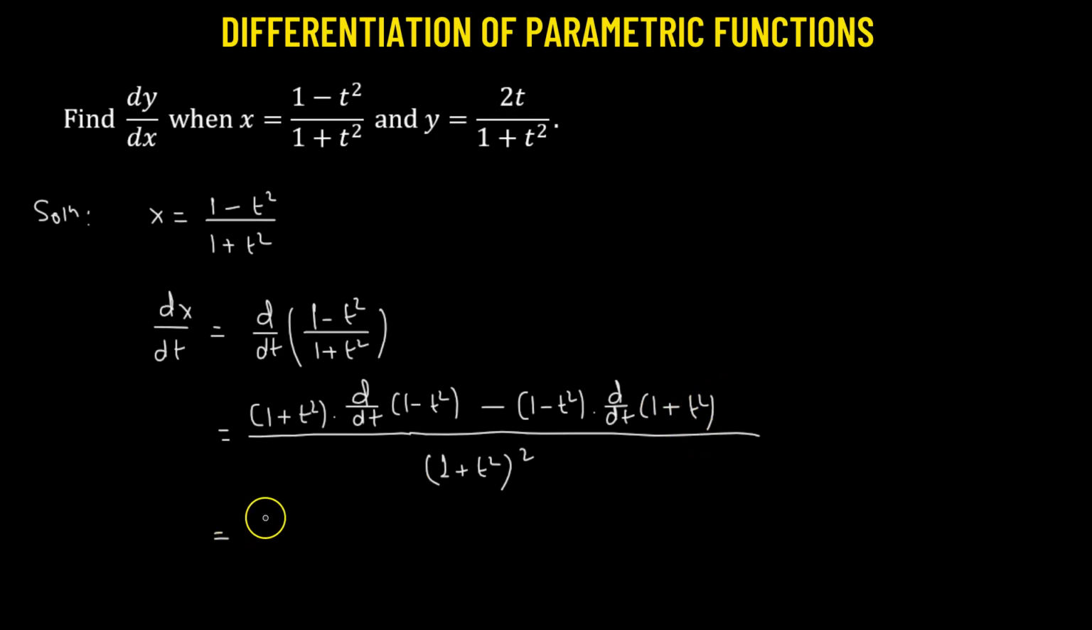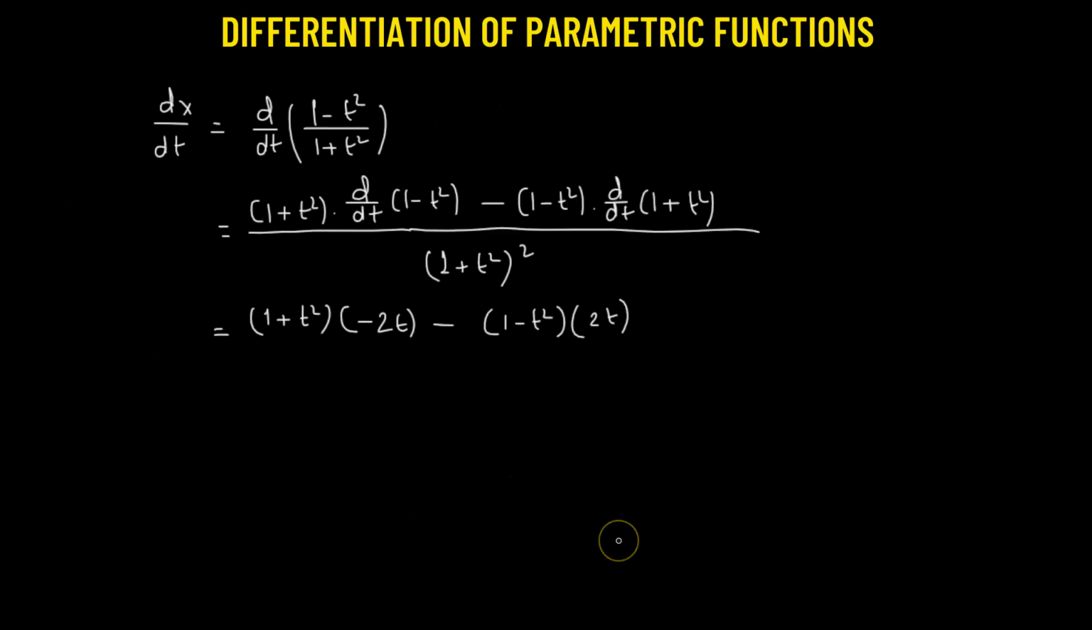The whole thing is divided by (1 plus t squared) whole squared. So we have 1 plus t squared multiplied by the derivative of 1 with respect to t, that will be 0, minus the derivative of t squared, which will be negative 2t. Minus, we have 1 minus t squared multiplied by the derivative of 1 with respect to t, which is 0, plus the derivative of t squared, which will be 2t. This is now divided by (1 plus t squared) whole squared. Let's further simplify the numerator.